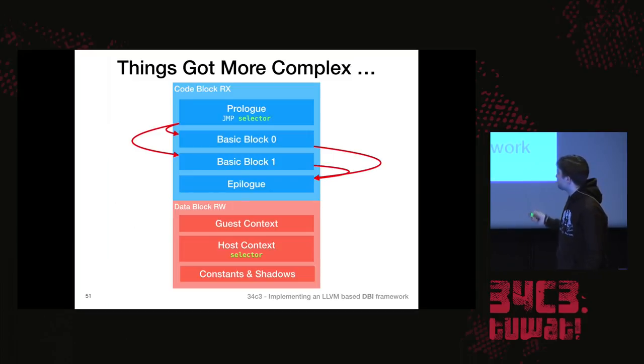From the data space, we are exploiting the remaining data space for things we call constants and shadows, basically.